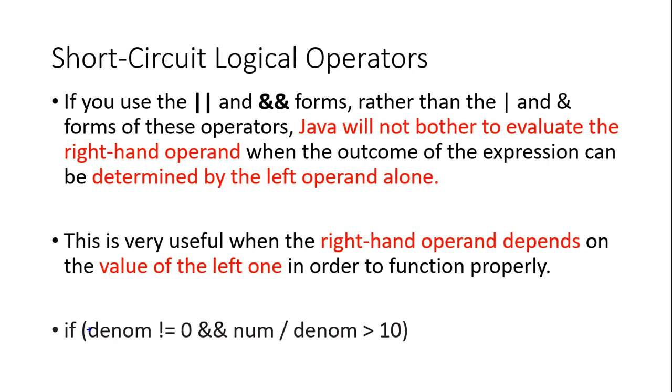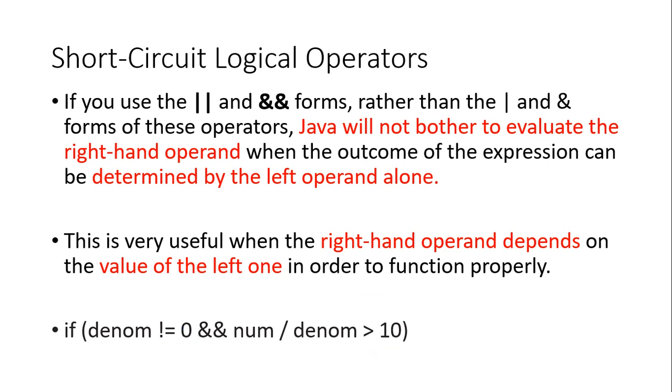Similarly, if it was short circuit or, it would have done the same thing. So we can use that to trick Java and get our way around. For example, look at this particular expression here. If the denominator is not 0, that means if this is true, then only you can divide a number by non-zero. Suppose the denominator happens to be 0 and you divide a number by 0, then you will get a division by 0 error.